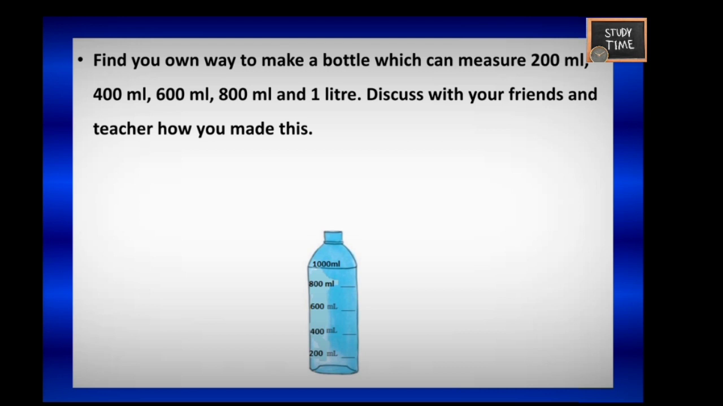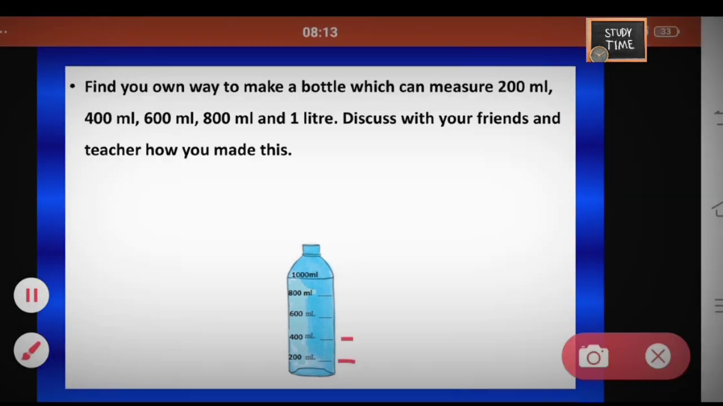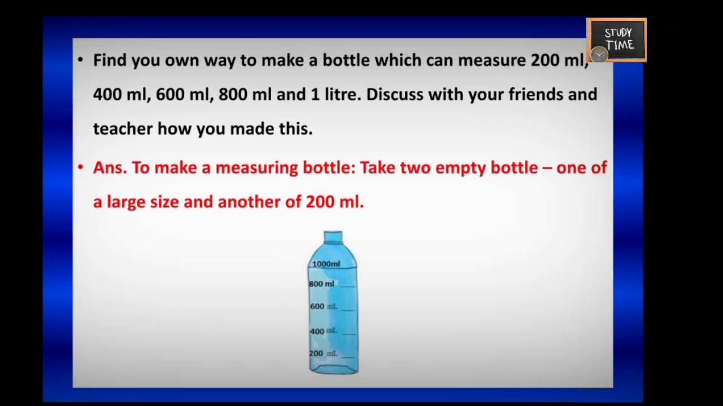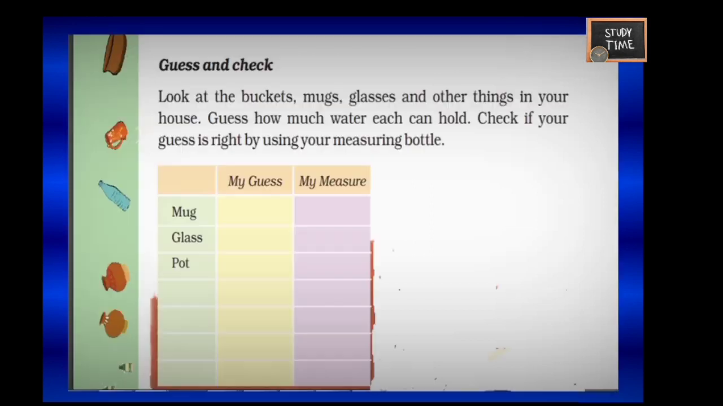Next, find your own way to make a bottle which can measure 200 ml, 400 ml, 600 ml, 800 ml and 1 liter. The same way, you have to have one 200 ml empty bottle. You're going to have one big measuring container. So you're going to pour each time. First time you will be measuring 200 ml, second time you will be measuring 400 ml, third time 600, fourth time 800, then you will be measuring 1000 ml. So this is what you should have done.